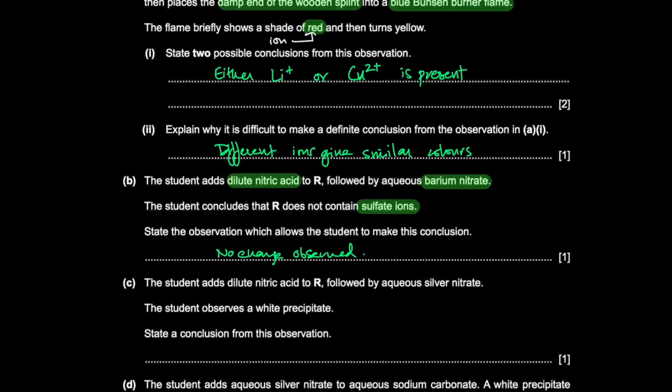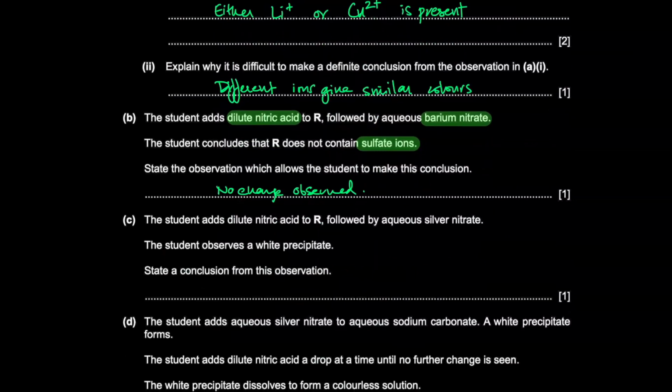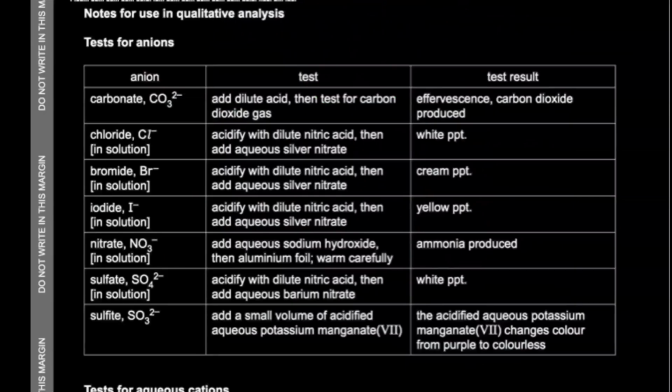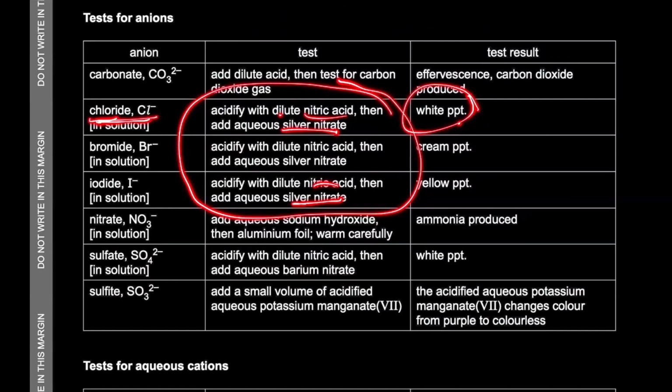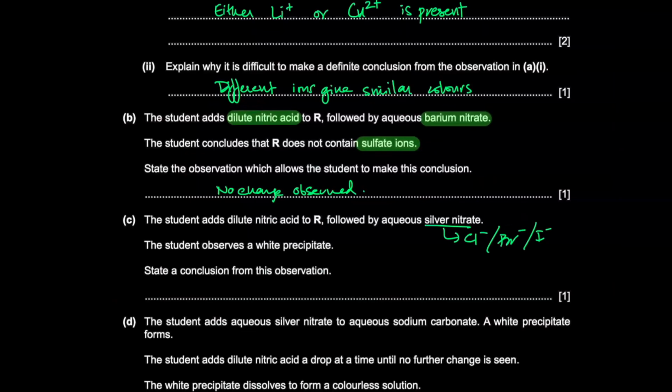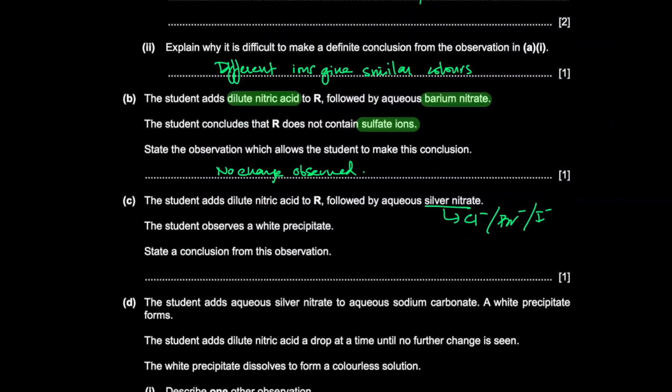The student adds dilute nitric acid to R, followed by aqueous silver nitrate. This is a test for halide ions. Okay, this is a test for halide ions, chloride, bromide, and iodide, right? Silver nitrate. Again, you can go here and you can see dilute nitric acid followed by silver nitrate. Okay, it's a test for all the different halide ions. And if you're seeing a white precipitate, it means chloride ions are present in solution. So the conclusion is that R contains chloride ions.